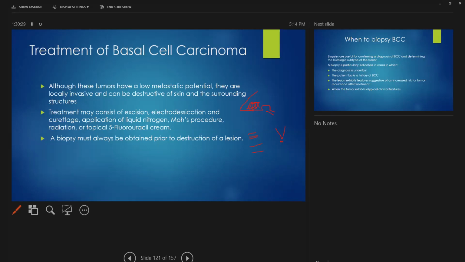There's other kinds of topical creams. This fluorouracil cream is a chemotherapy type of cream.